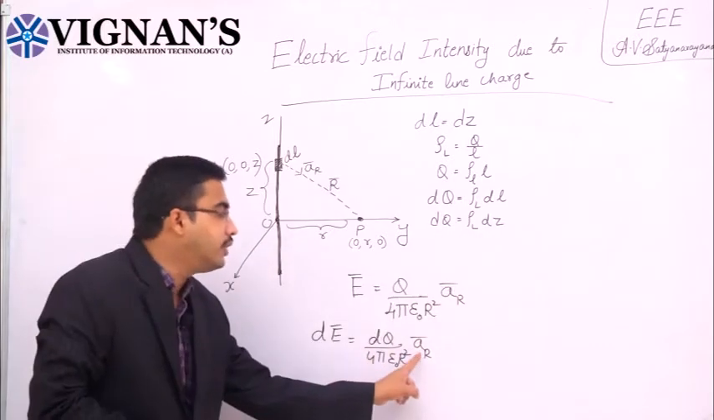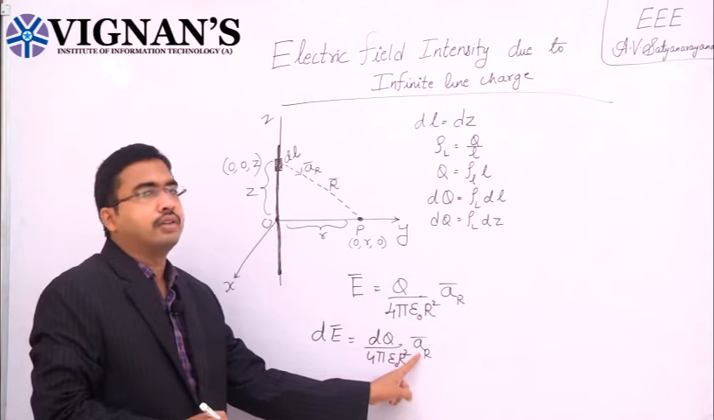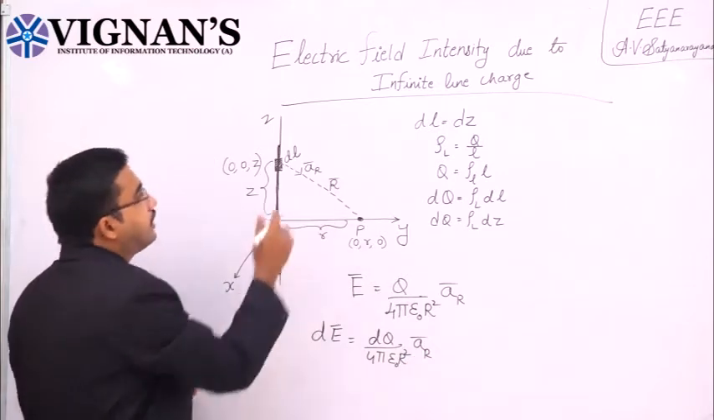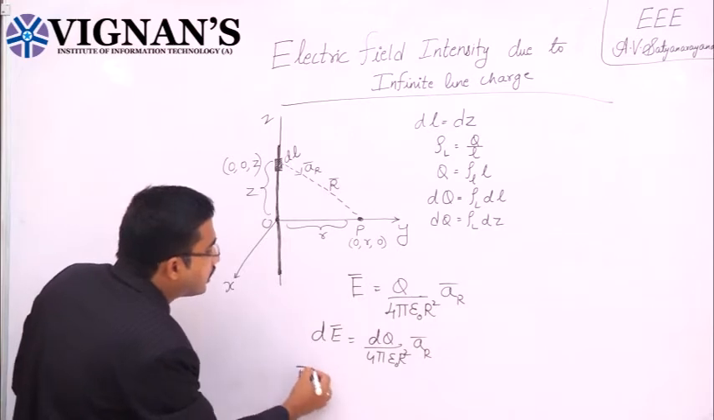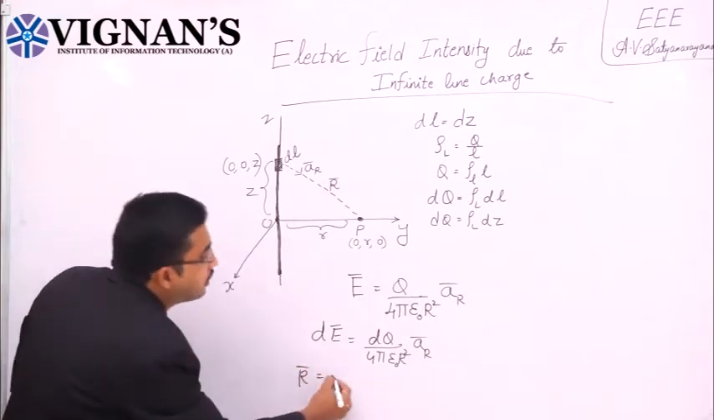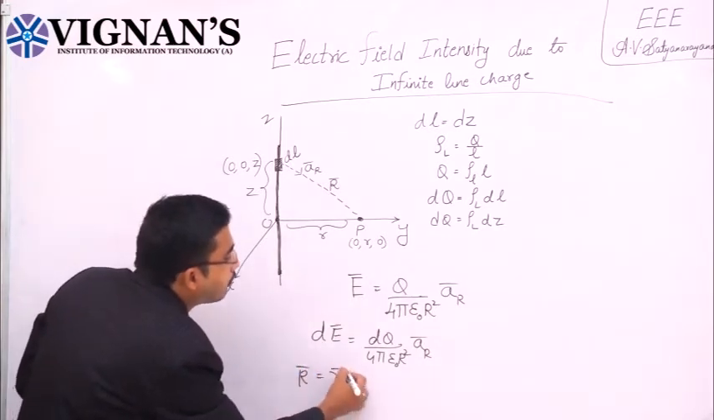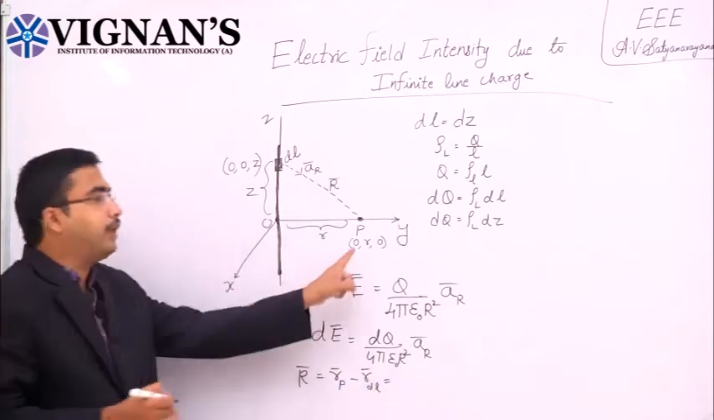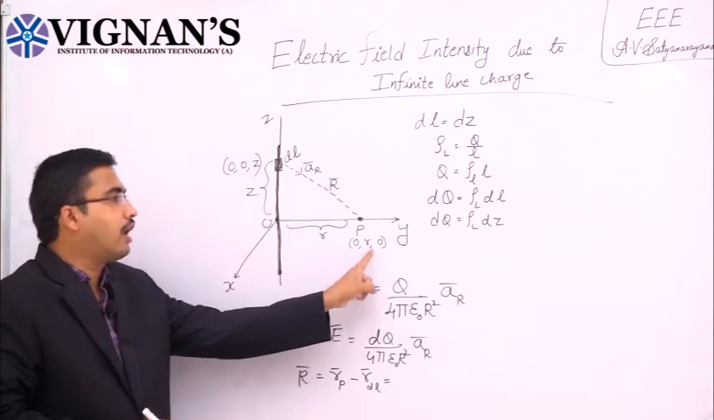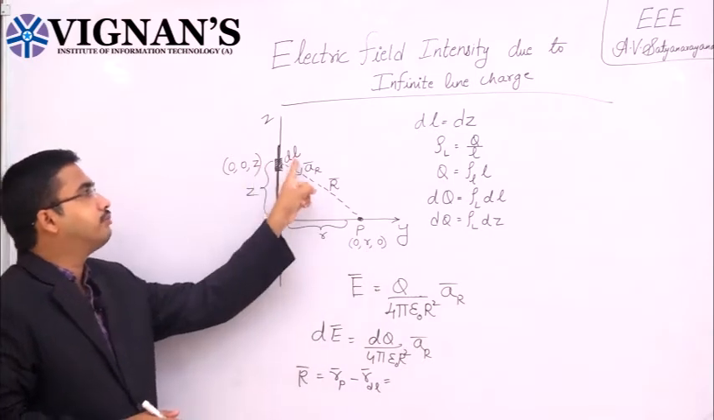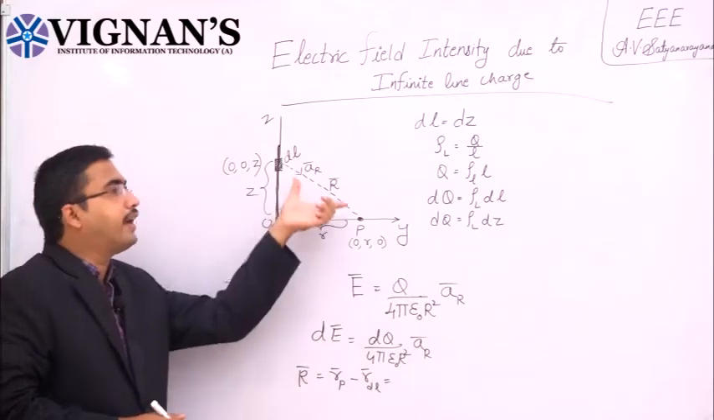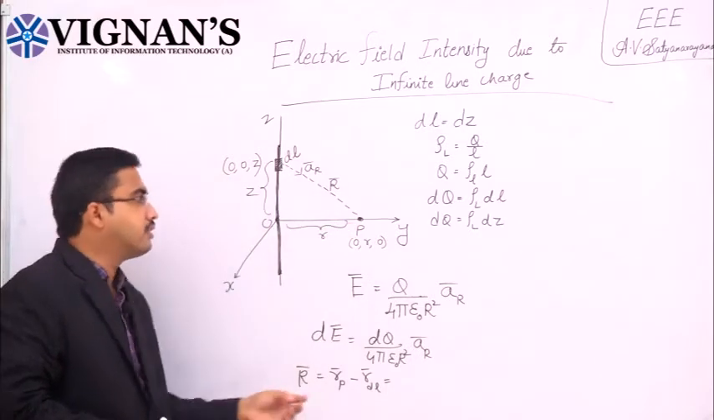So, next I need to find the unit vector. To find the unit vector, first I need to find the distance vector r bar. Distance vector r bar is given by position vector of P minus position vector of dl. So, what is the point P? Point P is 0, r, 0, and the position of point dl will be 0, 0, z. So, subtract them and find the distance vector in Cartesian system.